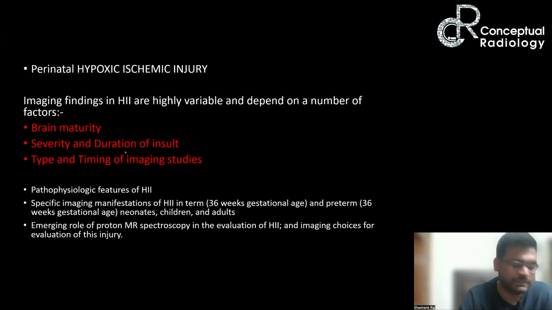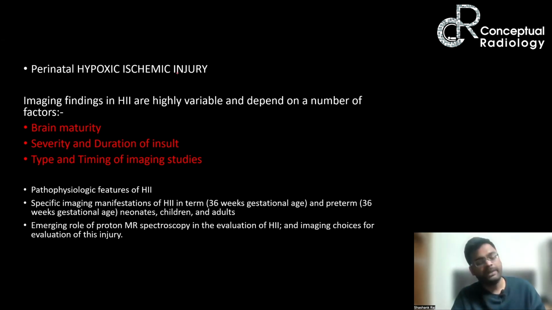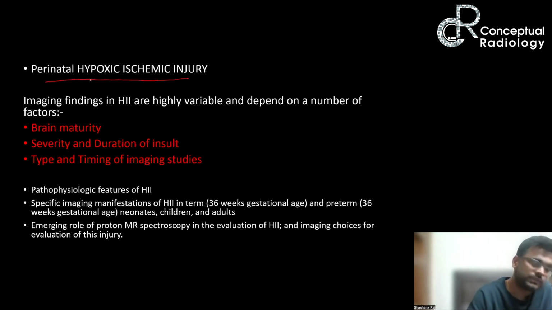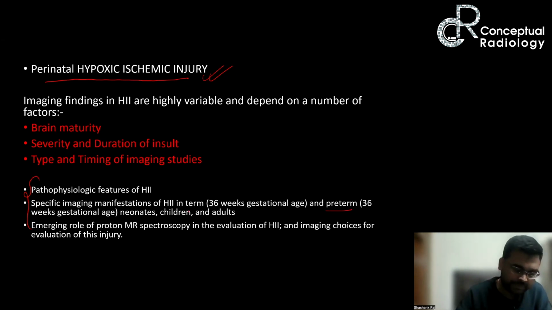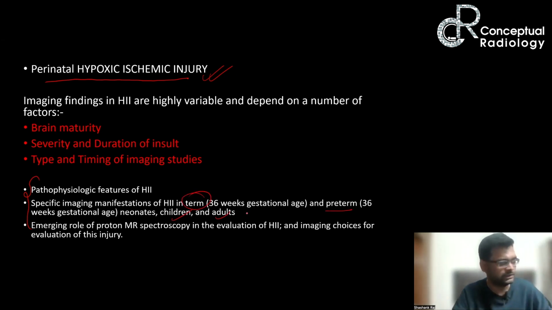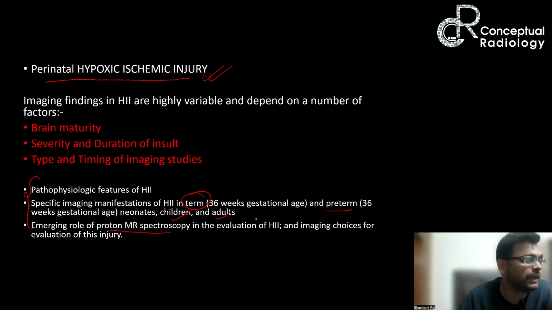As far as adults are concerned, the imaging findings in HII are not that complex. However, in neonates, especially whether we're dealing with a preterm neonate or a term neonate, the imaging patterns can be quite complex. So the main focus of today's class will be perinatal hypoxic ischemic injury, right? This is something that we'll discuss in detail. We'll be looking at the pathophysiological features of HII and specific imaging manifestations in preterm and term neonates, as well as in children and adults, right? And briefly, we'll also discuss the role of MR spectroscopy in hypoxic ischemic injury.